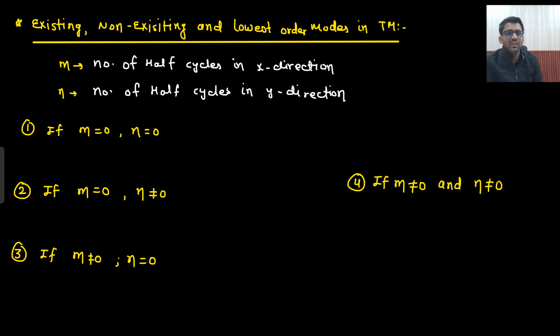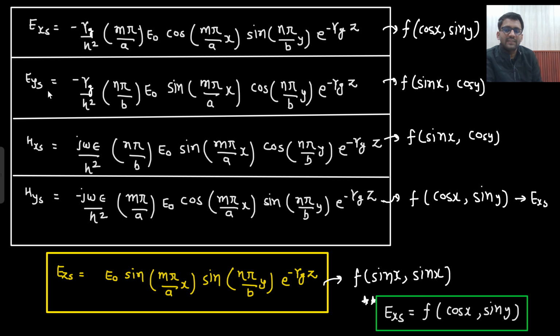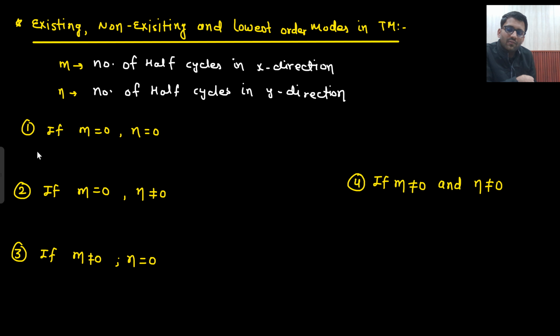Now more things we will see. So now we will see a very important point: existing, non-existing and lowest order mode in transverse magnetic mode. Okay, so what is M? Number of half cycles in x direction, N is the number of half cycles in y direction. So if M and N both are 0, then what will be the value of EX, EY, HX, HY and EZ? Certainly first thing is that our HZS is already 0, because this is a transverse magnetic mode. So HZS is already 0.